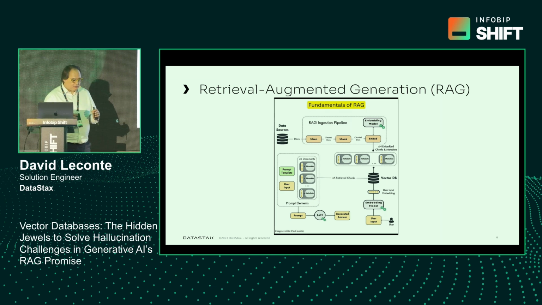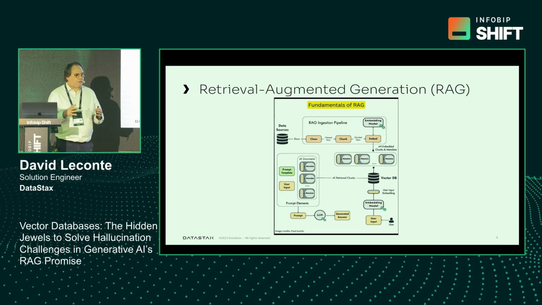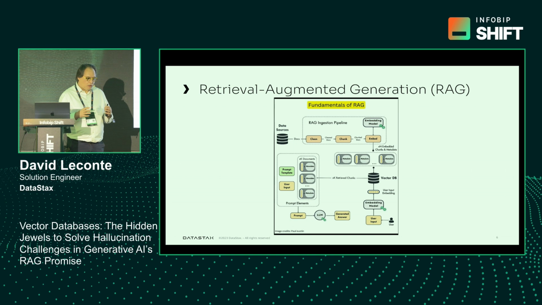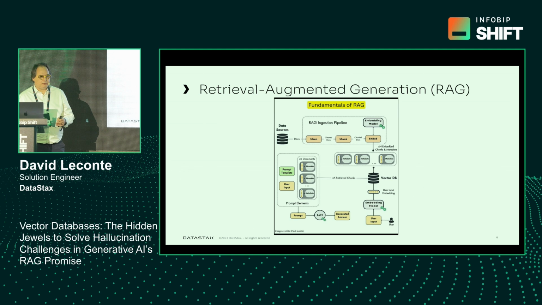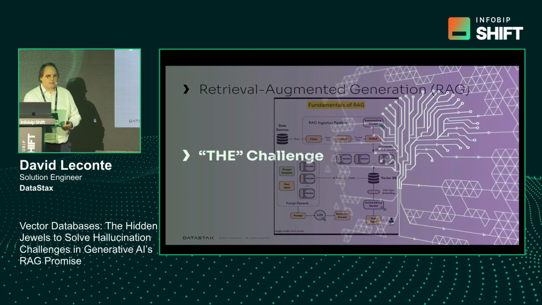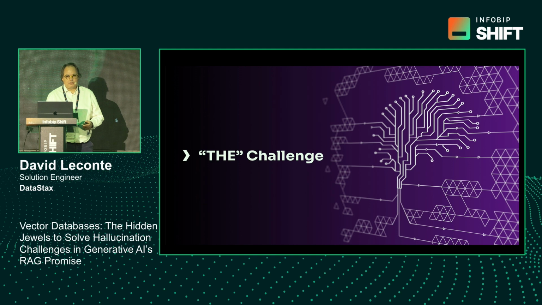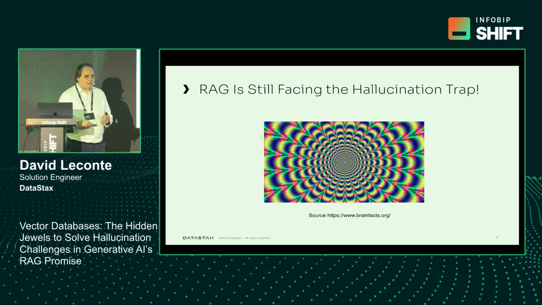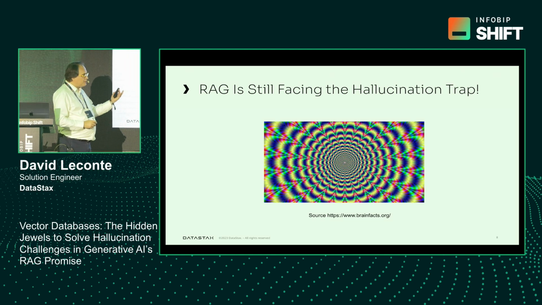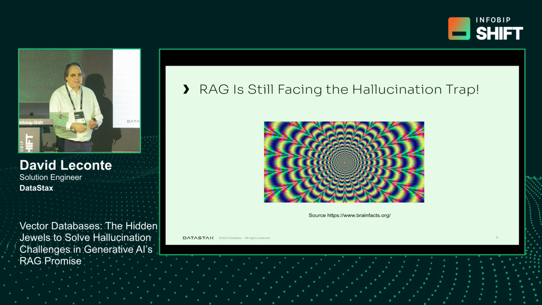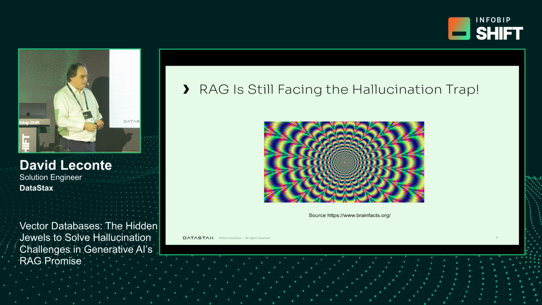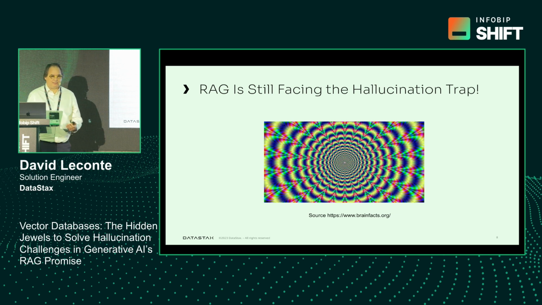So for doing that, we need to deal with a lot of mechanisms, but however smart this approach can be, we are going certainly to deal with something you already know. The challenge. The big one. And this challenge is called hallucination. As you can see on the screen, perhaps you may have the feeling that this image is moving. But it's not. It's a hallucination.